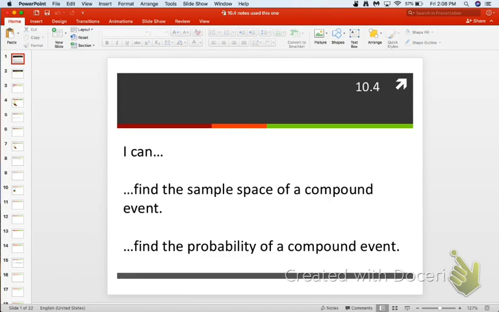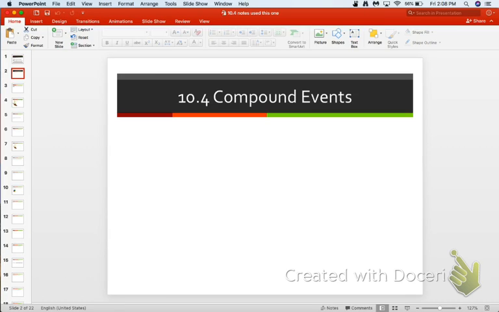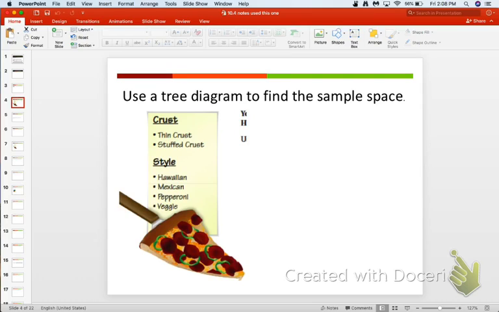So here we are talking about compound events. I can find the sample space of a compound event, and I can find the probability of a compound event. When we're talking about compound events, what we're really looking at is another way of using tree diagrams. So let's look at this example. We're going to find the tree diagram for this sample space.